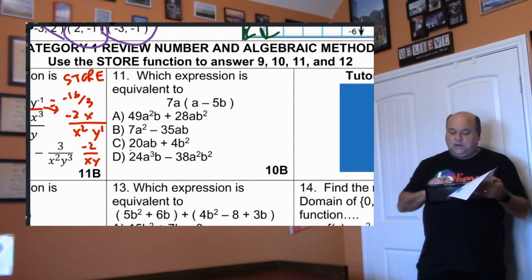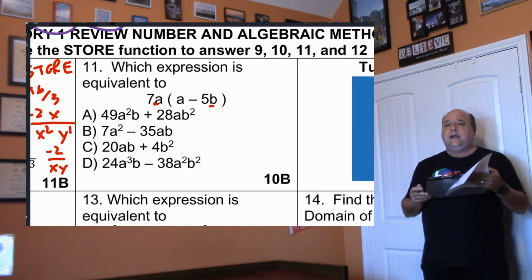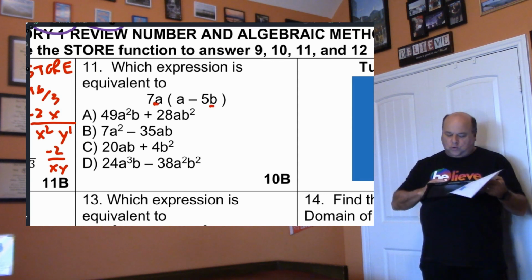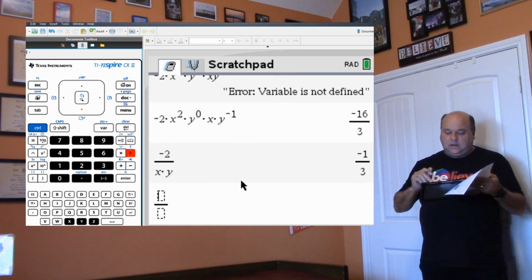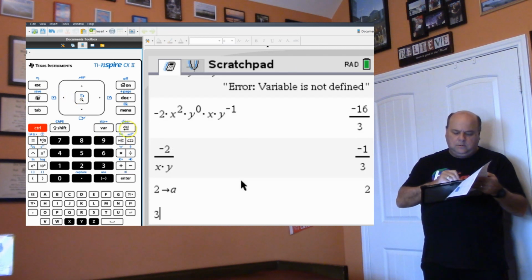Okay, let's go to number 11. Number 11, we have 2 letters. We have A and we have B, don't we? So we're going to store A and B. So let's go to the calculator. I'm going to hit delete out of here. I'm going to store 2 as A, and I'm going to store 3 as B.